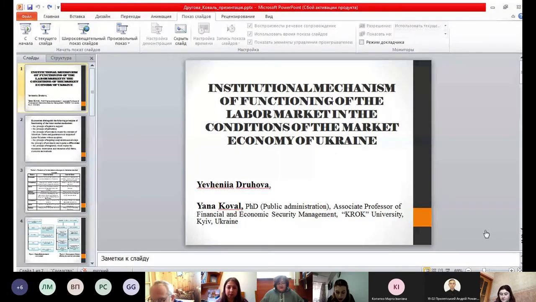The second is collective agreements and contract. And the third is about the employment contract. The Labor Code of Ukraine provides for both oral and written forms of concluding an employment contract.